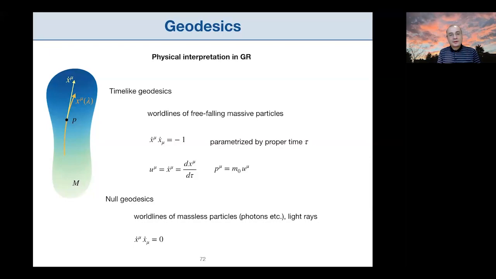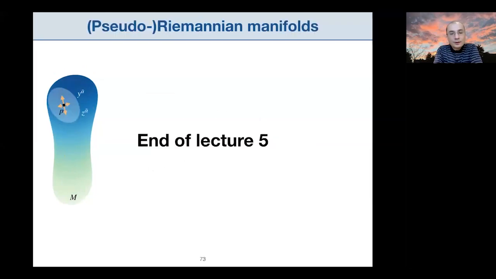Now geodesics, on the other hand, correspond to the world lines of massless particles like photons or to light rays, and they satisfy the equation that x dot mu times x dot mu is equal to zero all along a geodesic. Okay, and that's the end of the slides lecture.